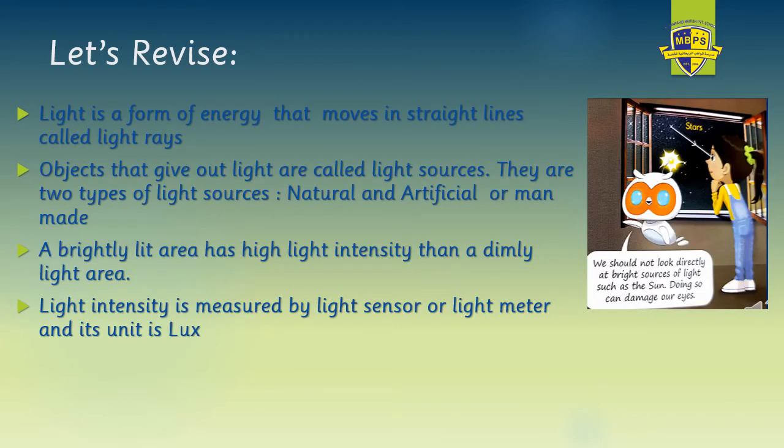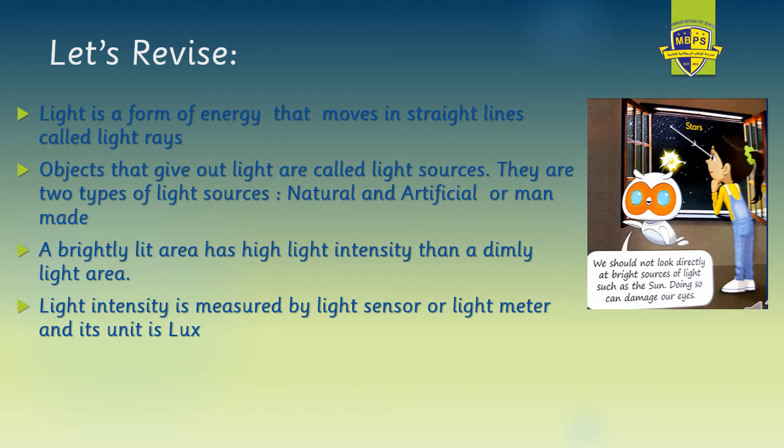Good light intensity, good light will help you take nice bright pictures. Now let's revise once again. Light is a form of energy that moves in straight lines called light rays. Objects that give out light are called light sources. There are two types, natural and artificial. A brightly lit area has high light intensity, higher than a dimly lit area. And last, light intensity is measured by a light sensor or light meter, and its unit is lux.